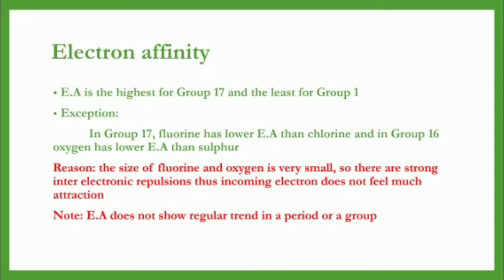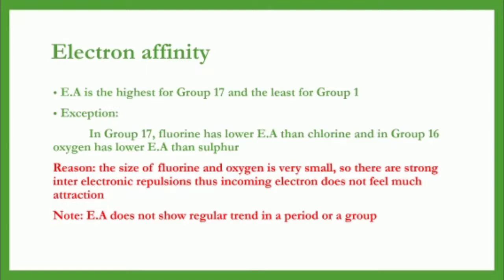Next one, electron affinity will be highest for group 17 and least for group 1. Why is it highest for group 17 and least for group 1? Because the nuclear charge will be very less in group 1 and it will be more in group 17.